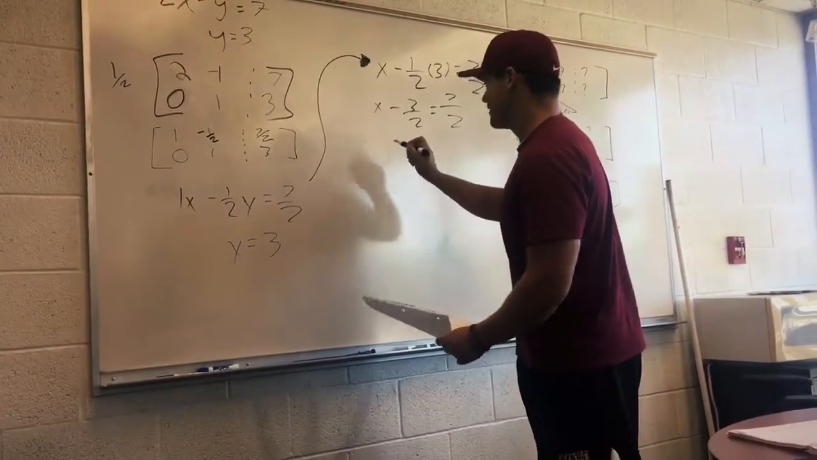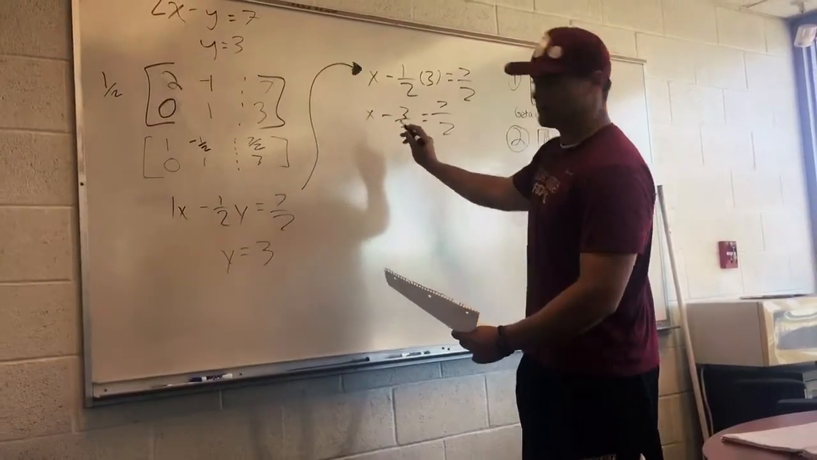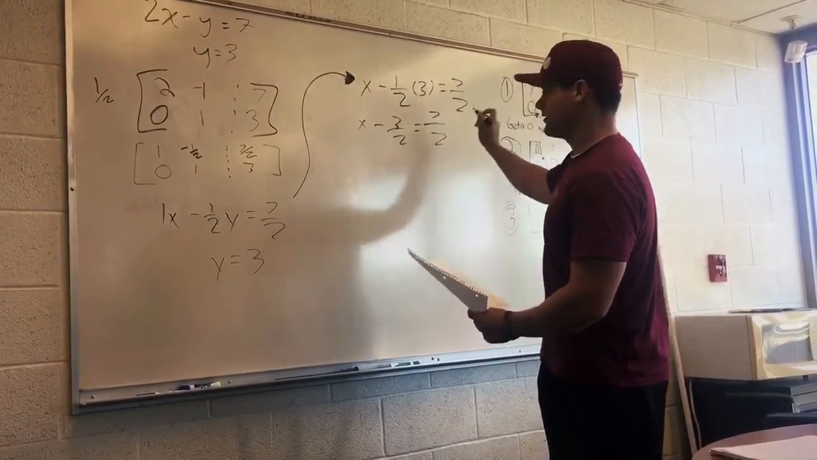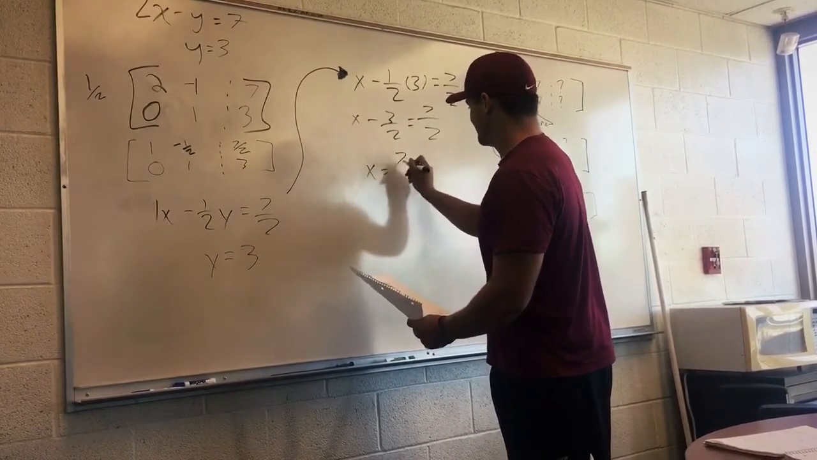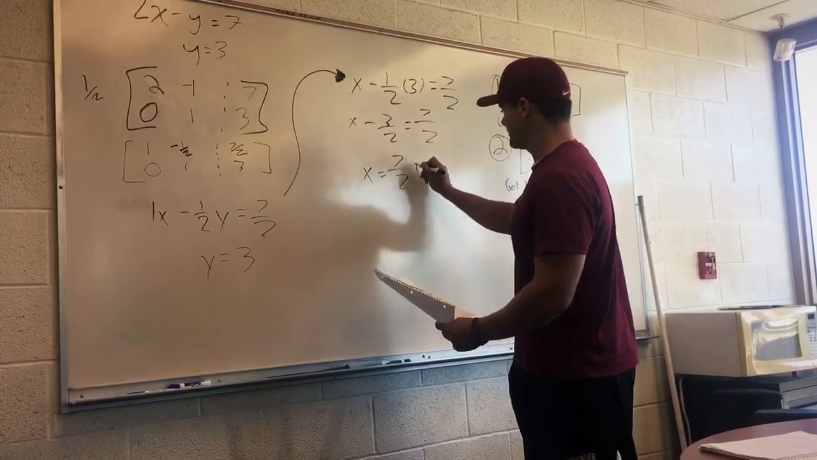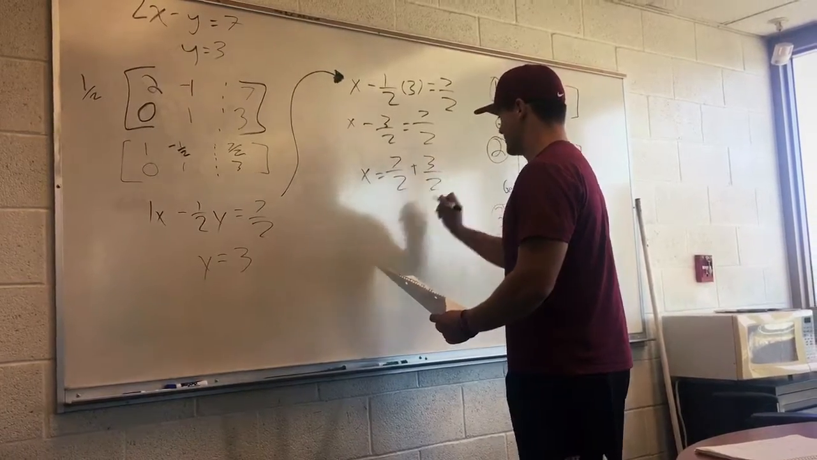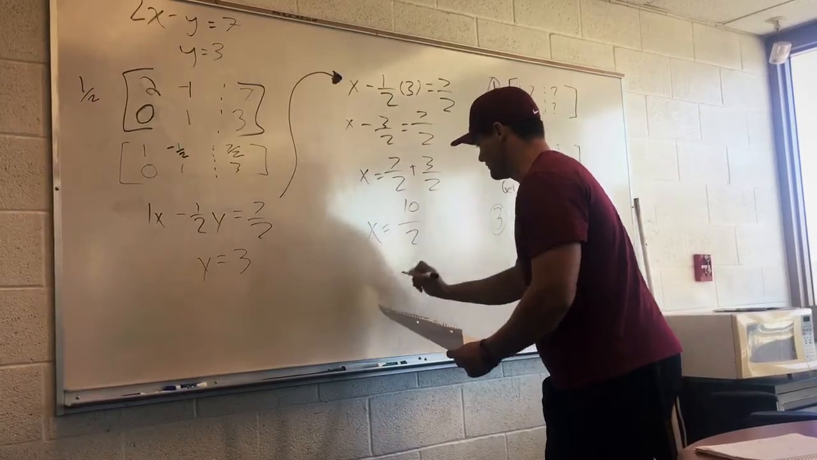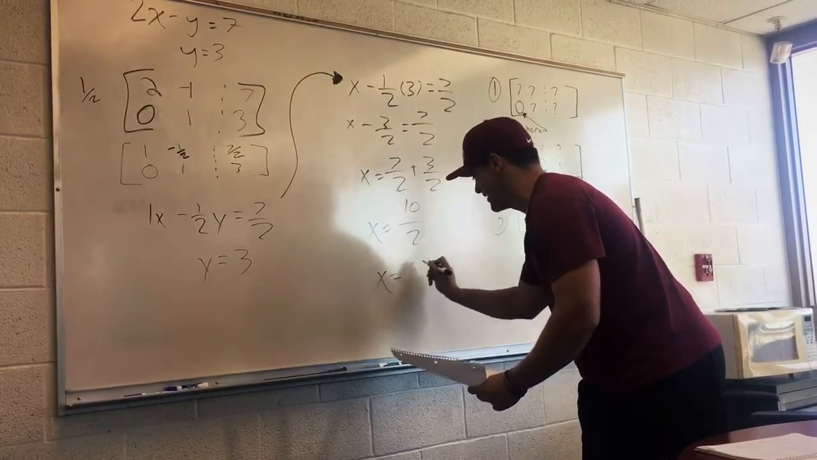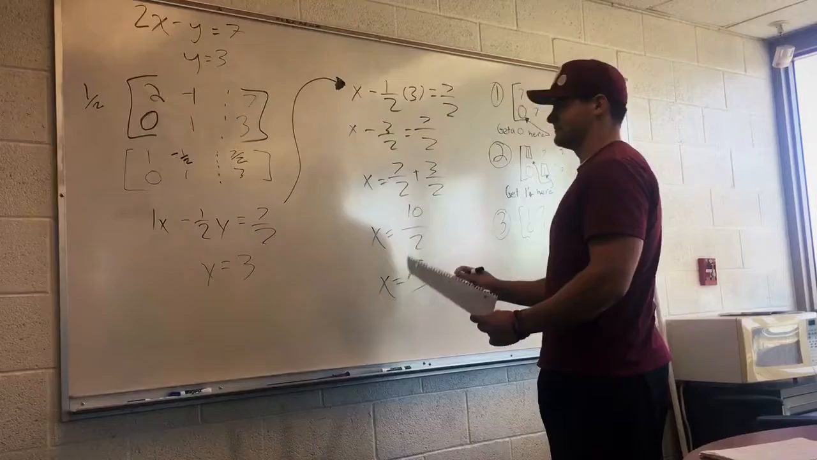Next step in solving a system of equations is we have to move the -3/2 to the other side. This changes it to x equals 7/2 plus 3/2. x then equals 10/2, where we find our final answer, x equals 5.